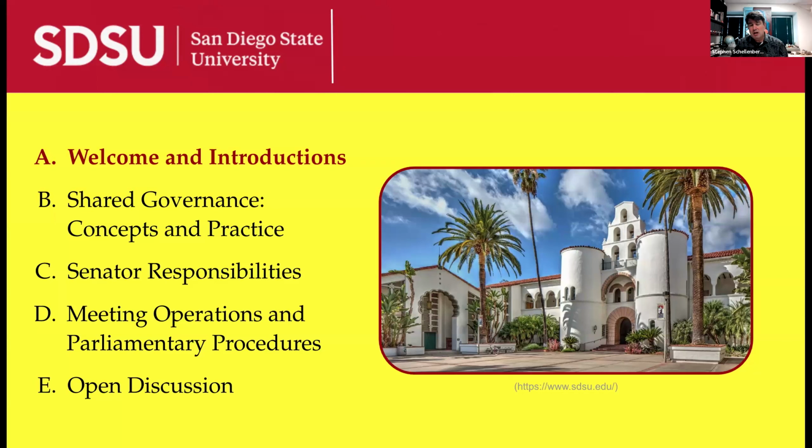A couple of slides on shared governance, just building a shared understanding of shared governance. Then we'll go through Senate responsibilities. I'm an elected senator myself, so I hold myself to these responsibilities as well as the position of chair. Then a little bit about media operations and parliamentary procedure, and then we'll open it up for discussion.